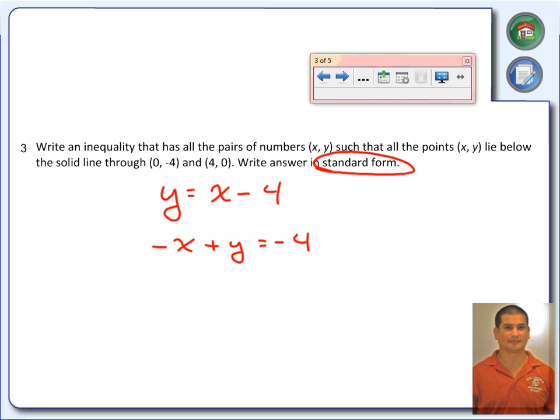However, that's still not standard form. There's a problem with that. Remember when we wrote the notes, there were two things that we cannot have in standard form. One of them was we couldn't have fractions, and the other one was we can't have a negative out here in the front. So how do we fix it so there's no negative in front?